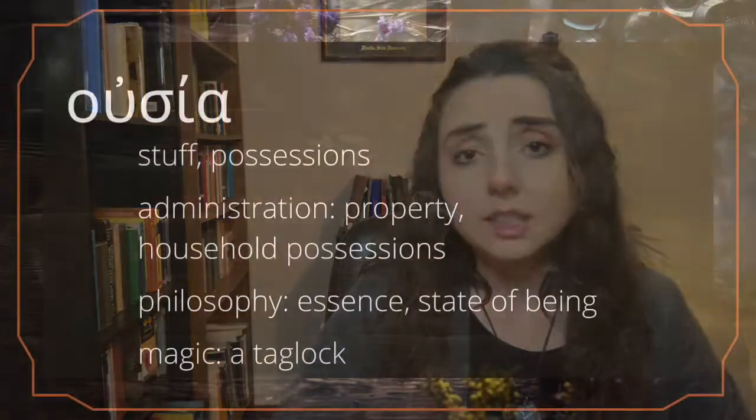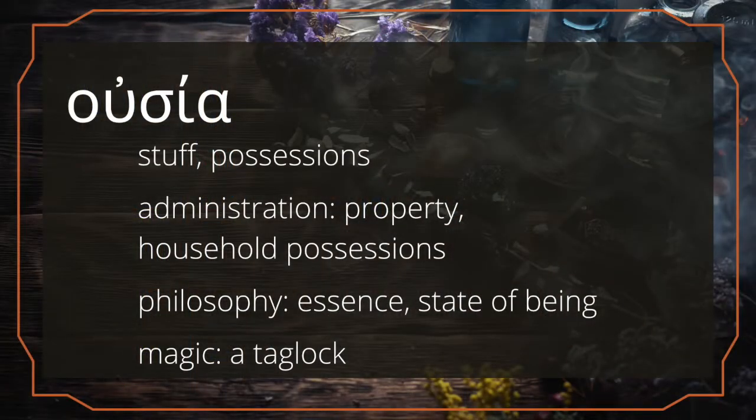A lot of spells in antiquity were written in Greek or in a combination of languages that included Greek, and because of this, the closest word to our English word taglock is the Greek word ousia. Now, strictly speaking, ousia just means stuff. It's a really common word outside of magical contexts. It refers to a person's property, their belongings, and in philosophical contexts, it refers to a person's nature or being or essence or something like that.